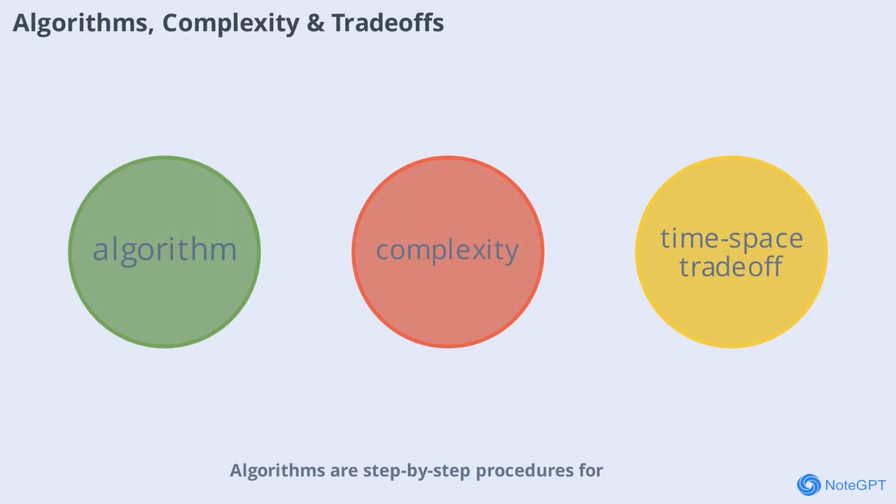Algorithms are step-by-step procedures for solving problems using data structures. Their efficiency is measured by complexity, which considers both time and space requirements. Sometimes we face a time-space trade-off. Using more memory can speed up processing or vice versa. For example, binary search is fast but requires sorted arrays, while linear search works on unsorted data but is slower. Choosing the right combination of algorithm and data structure is key to building efficient software. Hashing, for instance, is a clever way to balance speed and space for searching large datasets.